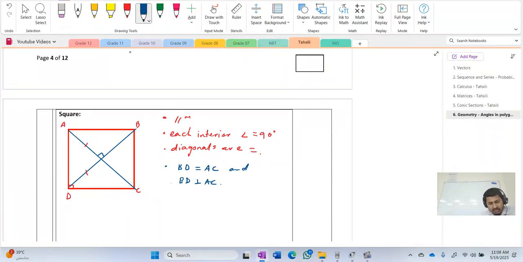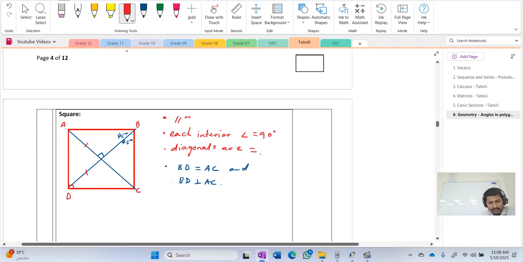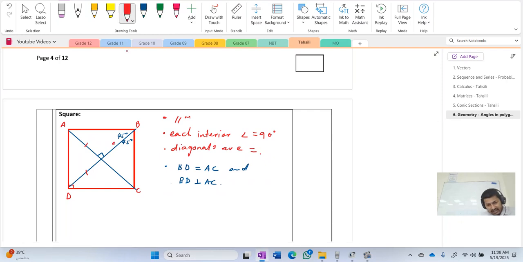So if this length is a and this length is a, then a squared plus a squared is 2a squared, so root 2 a. That's what BC will become, because that's the hypotenuse. So if you make a as 1, you're going to get 1, 1, root 2.